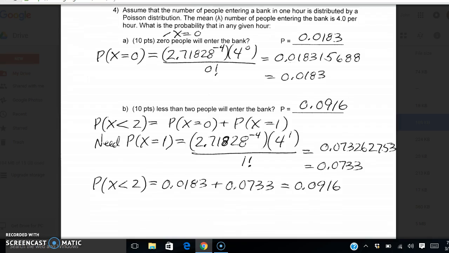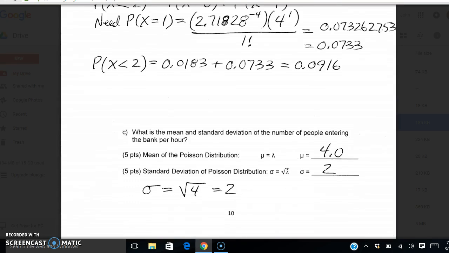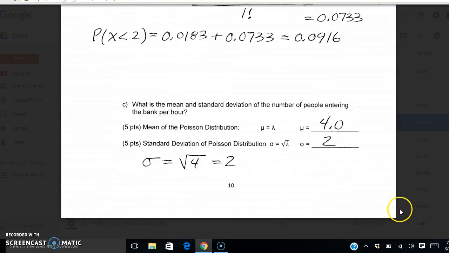Now, in section C of this problem, we calculate the mean and the standard deviation of the Poisson distribution. The mean is very simple. It's just the value for lambda, and the lambda was given to us as 4. The standard deviation of the Poisson distribution, sigma, is the square root of the lambda. The square root of 4 is 2, and we are done with this problem.